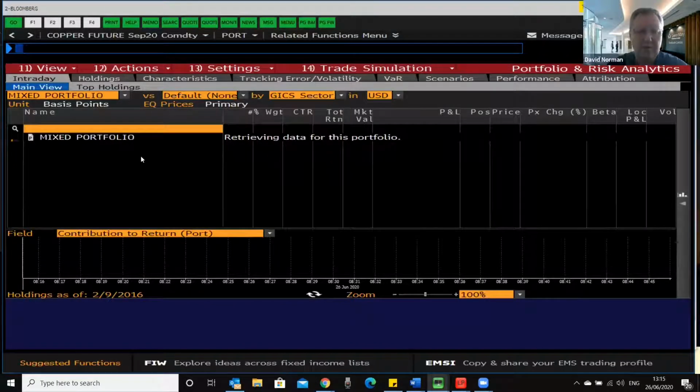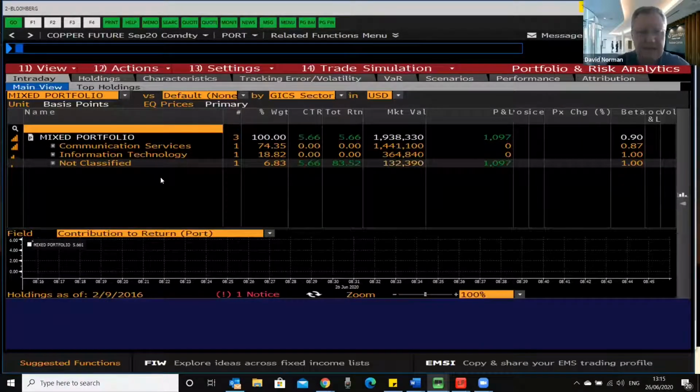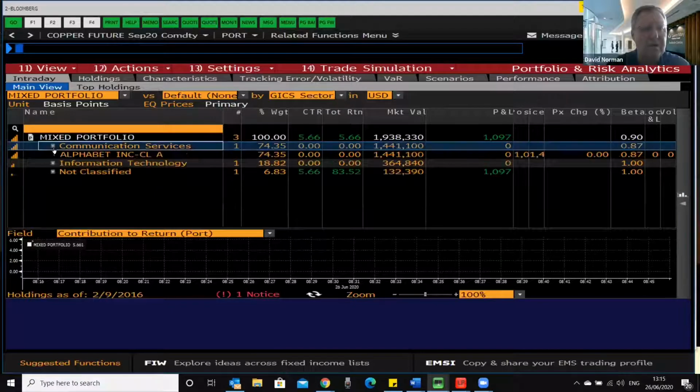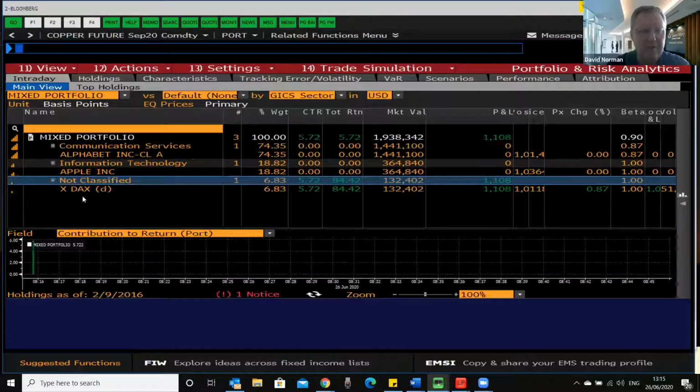So it's just retrieving the data for this particular portfolio, but there are several things we can look at, including the holdings of the portfolio, the characteristics, the value at risk, and the scenario. So I've got a few instruments in this portfolio, it's not a very big one. I've got Alphabet, and I've got Apple, and I've got the DAX index, so the DAX itself.